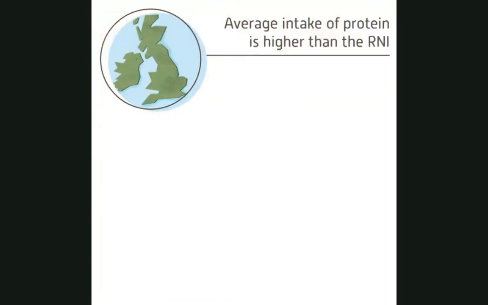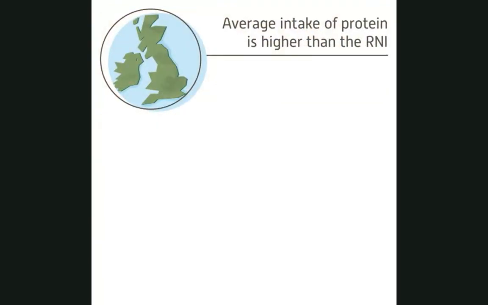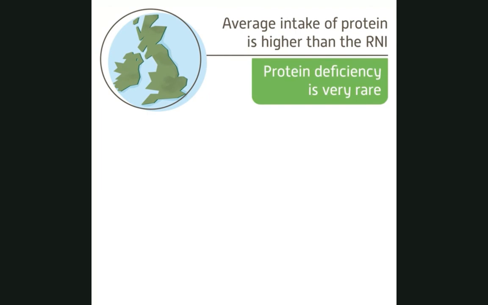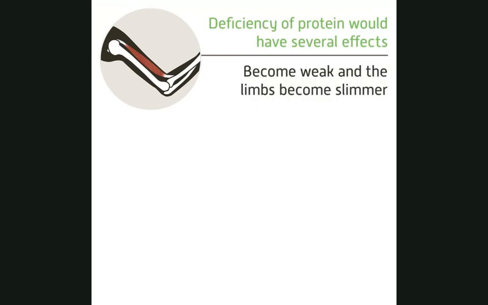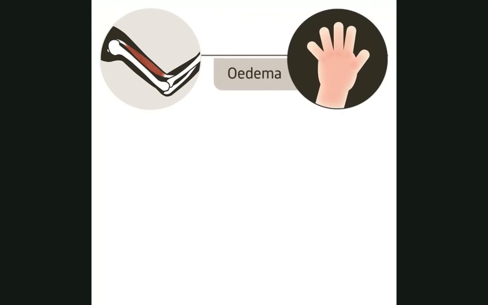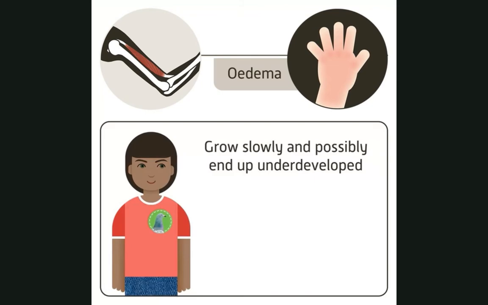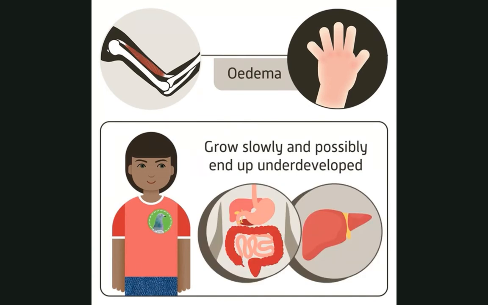In the UK, the average intake of protein is higher than the RNI, meaning that protein deficiency is very rare. However, a deficiency of protein would have several effects upon the body. It would lead to muscle wastage, where muscles become weak and the limbs become slimmer. It can cause edema, which is a buildup of fluid, generally in the hands and feet. Children suffering from protein deficiency will grow slowly and possibly end up underdeveloped. It can also cause digestive issues due to protein's role in producing enzymes, as well as liver problems.